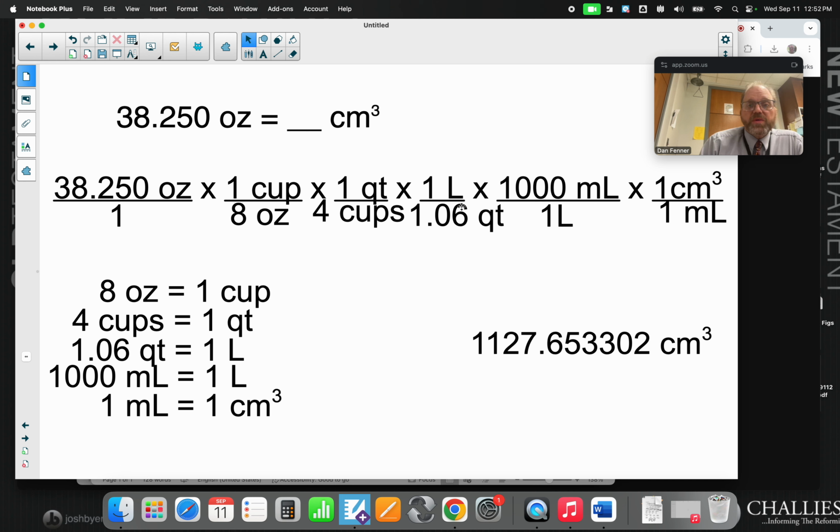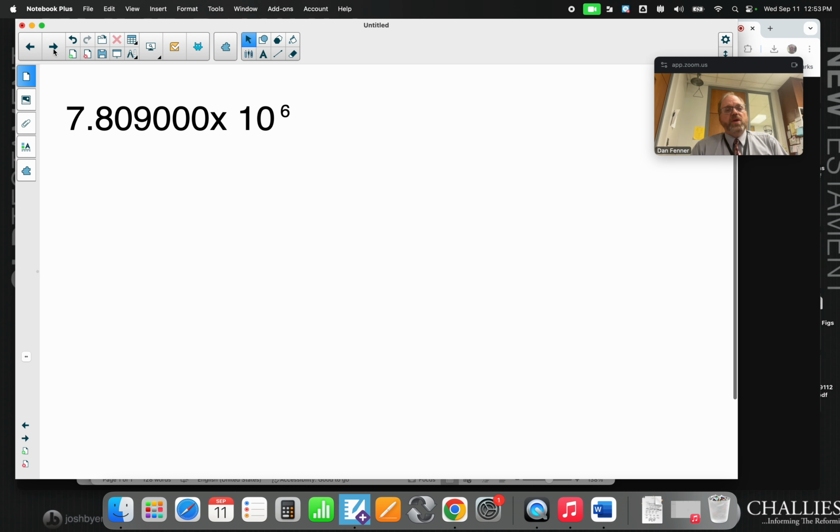Now we have to remember sig figs. All of these equalities are infinitely significant, so we don't look at any of these. We just look at this one over here. I have 5 sig figs. The 3's not 0, the 8's not 0, the 2's not 0, the 5's not 0. The 0 is, but it's after a number and after a decimal, so it's showing exactness. So I have 5 sig figs. The answer is 1,127.7. That's a 6, and the number next to it, a 5, rounds it up to a 7. We're good to go.